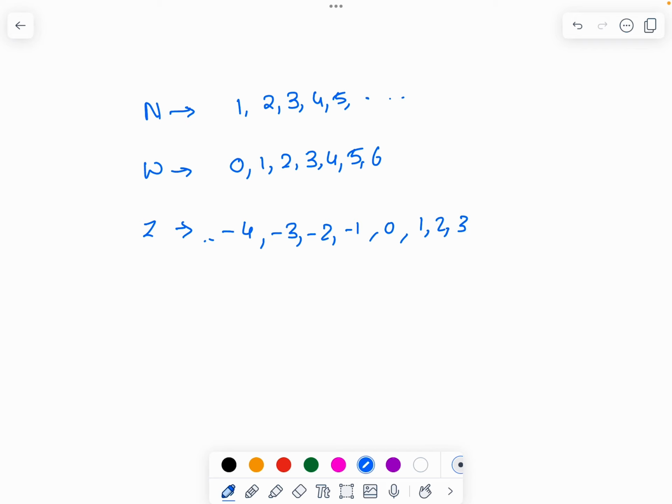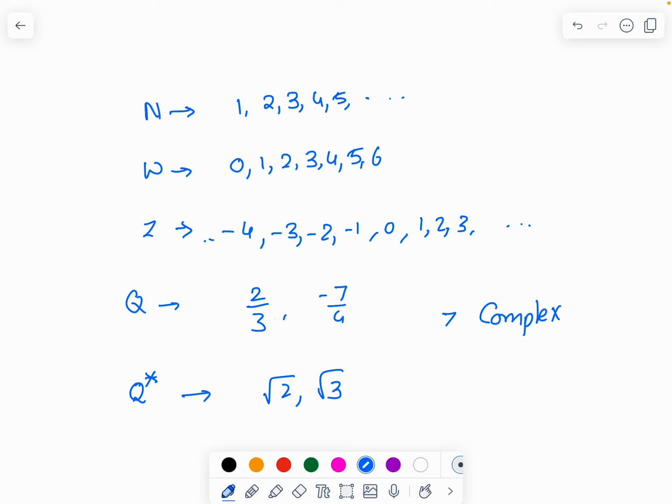Then integers. If I add the negative numbers, maybe -4, -3, -2, -1, 0, 1, 2, 3, it becomes nothing but what? Integers. Then if I add fractions, 2 upon 3, minus 7 upon 4, this becomes rational numbers. And irrational numbers, sometimes it is square root of 2, square root of 3, and so on. These are irrational numbers. And finally, real numbers, and complex numbers, which is z. Sometimes the complex numbers are represented by z, or we can represent them by c also.